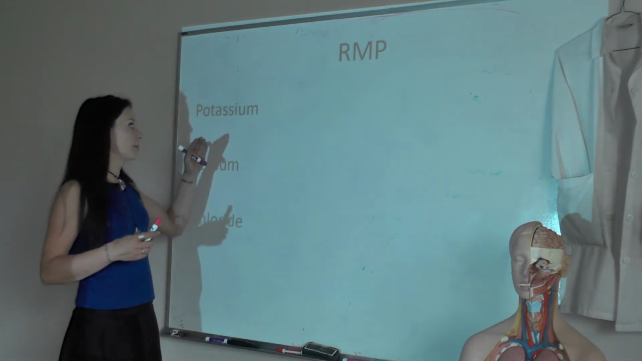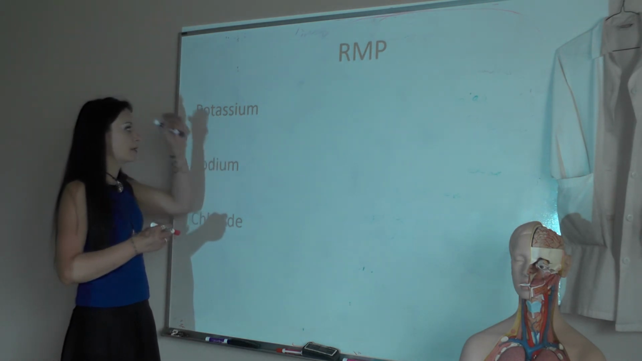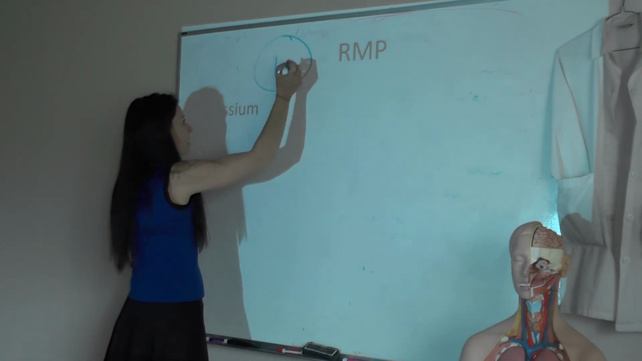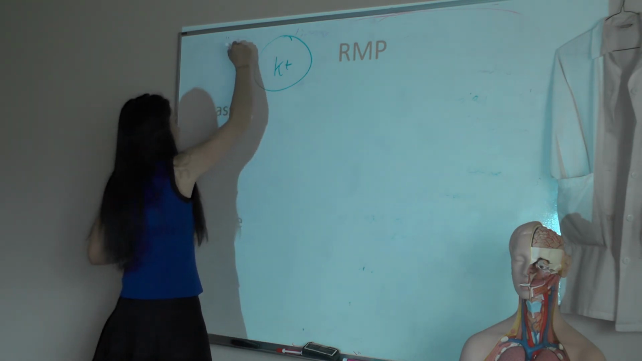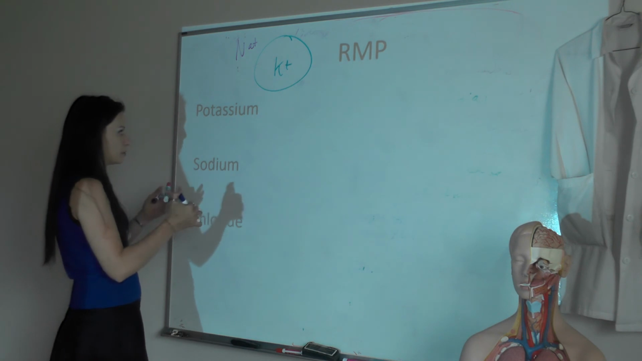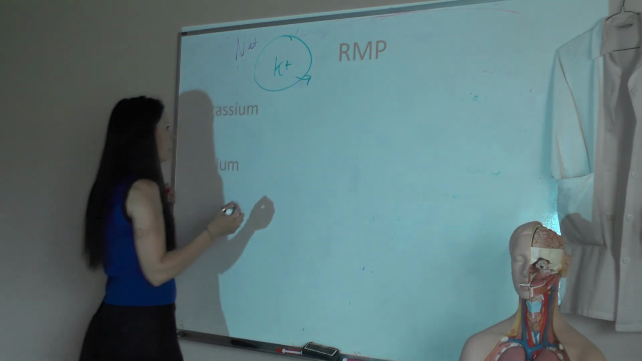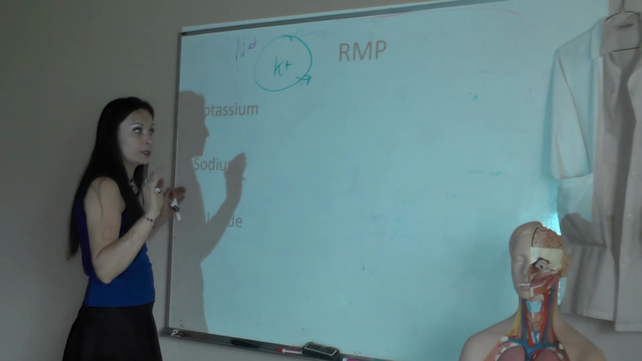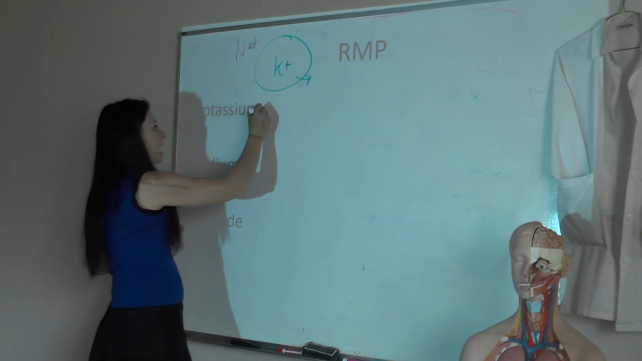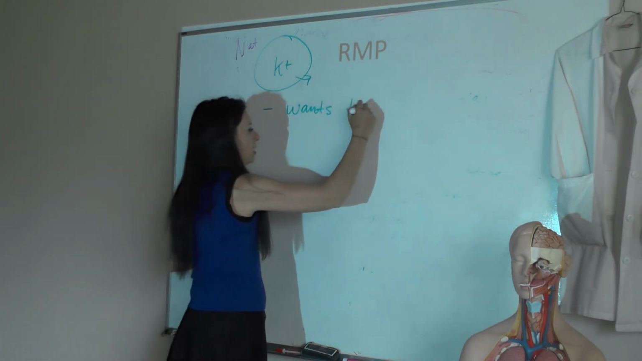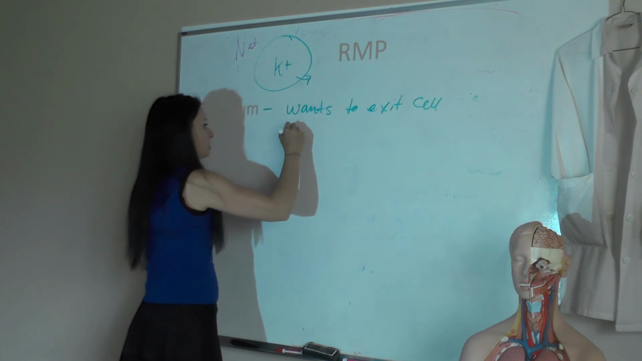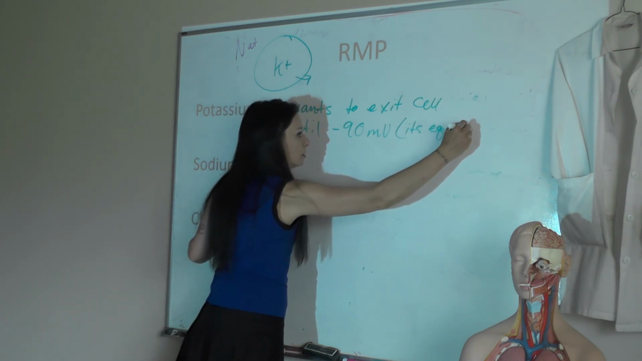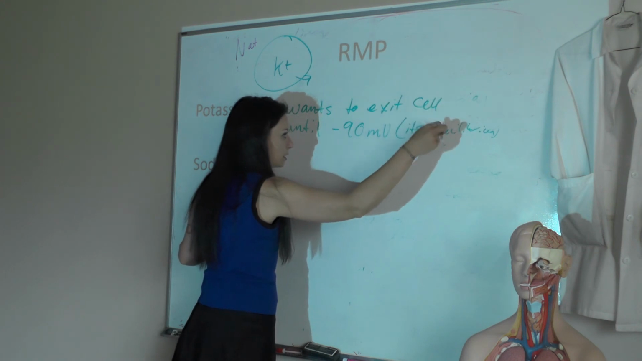As far as resting membrane potential goes, potassium is the most important for setting resting membrane potential. And potassium is exiting the cell. So here are cells, and potassium is higher inside the cell, and sodium is higher outside the cell. When potassium is moving through its leak channels, it leaks outside the cell, and it wants to pull the resting membrane potential to its equilibrium potential, which is negative 90 millivolts. So potassium wants to exit the cell until negative 90 millivolts. That's its equilibrium potential, when our chemical and electrical forces are at equilibrium.